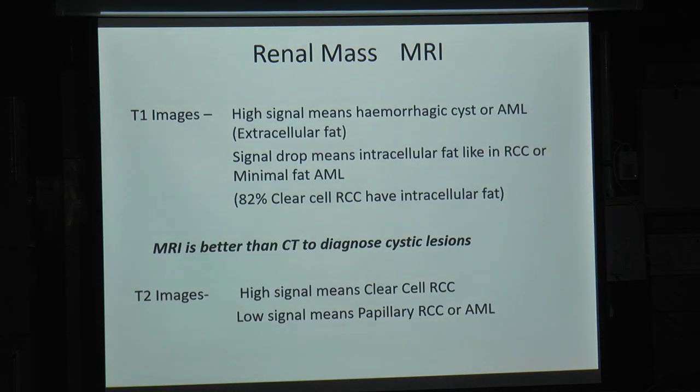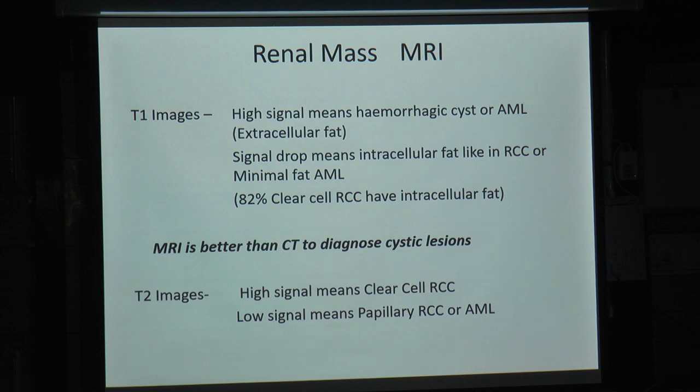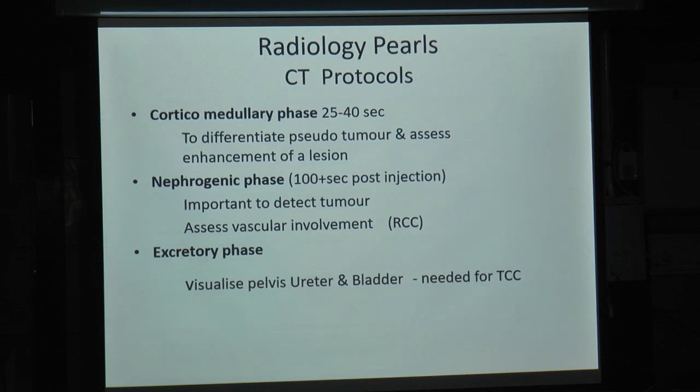And the T1 and T2 images, which give you the signals. Signal drop in a T1 is intracellular fat, as in RCC. In a T2 image, high signal means clear cell carcinoma. These are absolutes. We don't need to go into real detail because we are very familiar with the CT and we can pick up a lot of information from the CT scan.